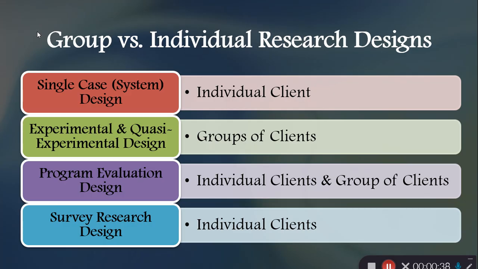We're also continuing to explore this idea of group versus individual research designs, and we have already discussed the fact that single case designs are most appropriate for individual clients in comparison to experimental and quasi-experimental designs, which are most appropriate for groups of clients. What we will learn in this video today is that program evaluation designs are appropriate for both individual clients as well as groups of clients, in that we can draw on all of the various different types of research designs and methods in order to evaluate a single program.